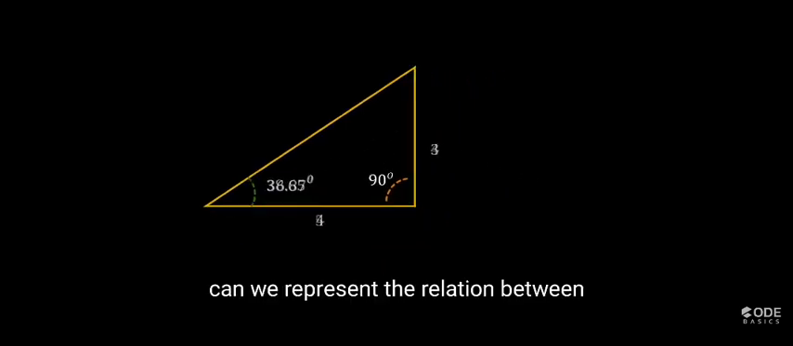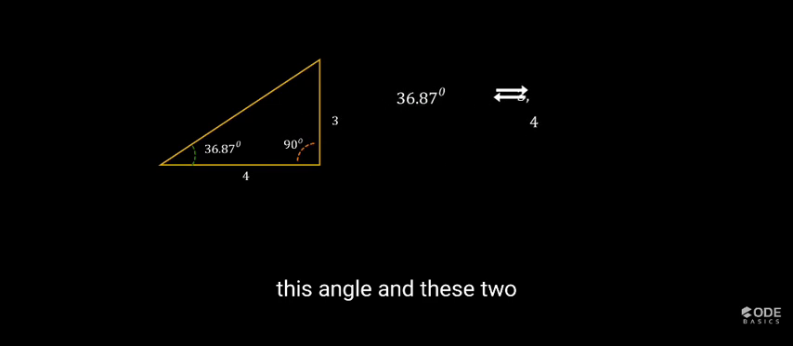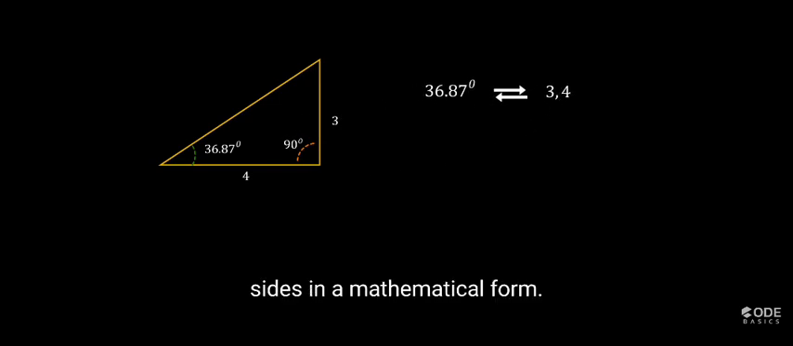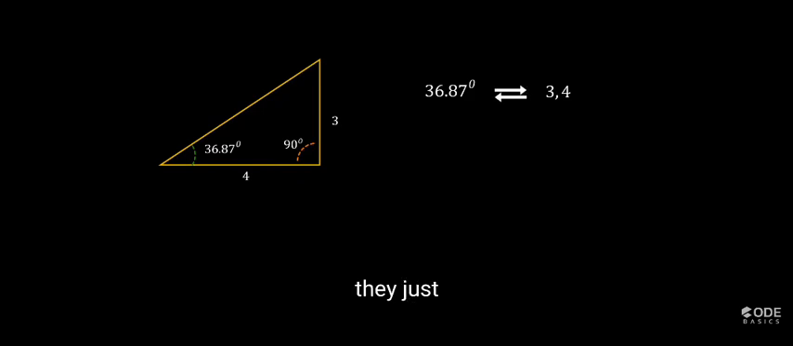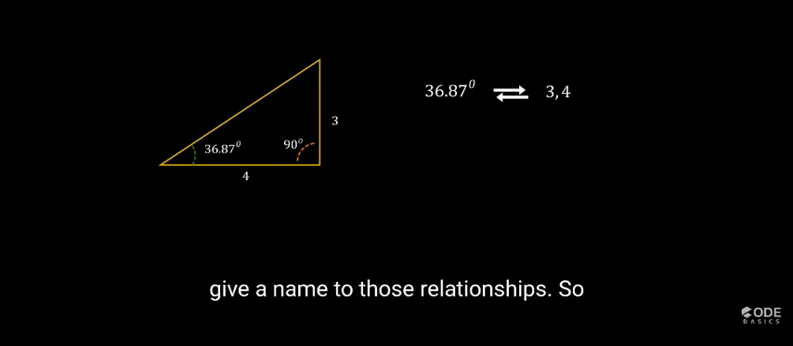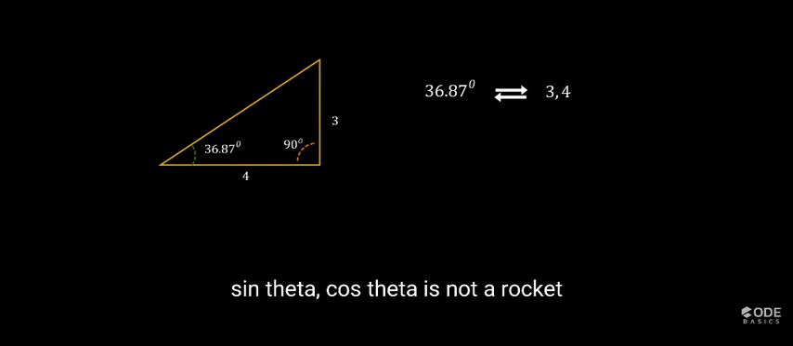Can we represent the relation between this angle and these two sides in a mathematical form? That is what mathematicians do. They conduct scientific experiments and then they find some relationship and they just give a name to those relationships. So sine theta cos theta is not a rocket science really. It's just a relationship. It's a name that they gave to some natural law. So 36.87 is related to 3 and 4.